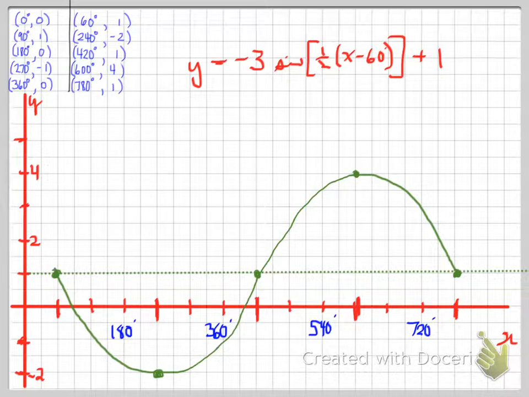So again, we have here, and that dotted line is the equation of the axis. The equation of the axis is that y equals 1. That's that dotted line. And we see that the graph touches the equation of the axis three times, once at the beginning, once in the middle, and once in the end.